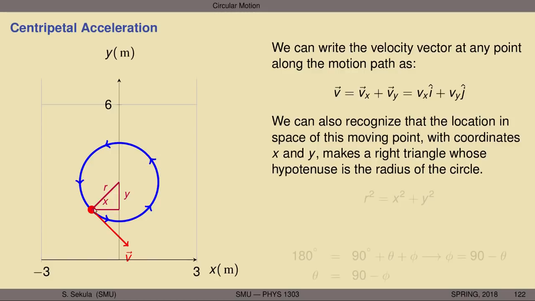And we've just formed a right triangle, which you can do with any vector. Any vector has two components, if it's a two-dimensional vector, an x component and a y component, and they always form a right triangle whose hypotenuse is the length of the original vector. So I've got a y component, I've got an x component, and I've got a hypotenuse represented by the radius of the circle. And so it must be that this can be described by the Pythagorean theorem.